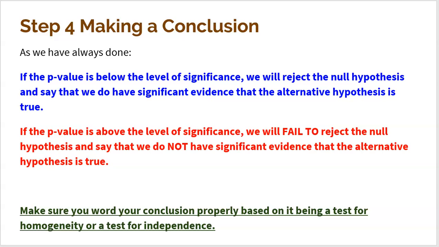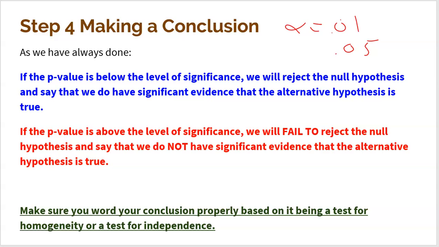Most problems will give you the level of significance. If not, you get to pick. Typically, the level of significance we choose is 1% or 5%. So if your p-value is below that level of significance, we will reject the null hypothesis and say that we do have significant evidence that the alternative hypothesis is true.